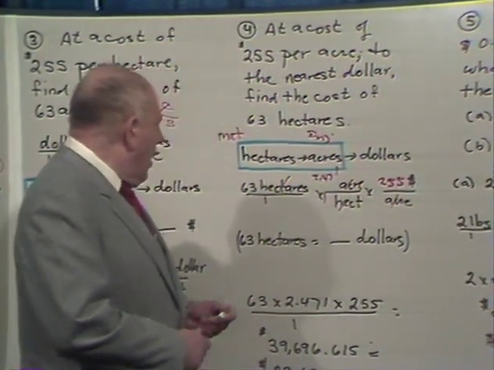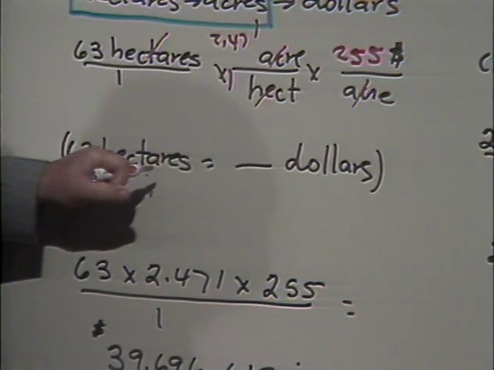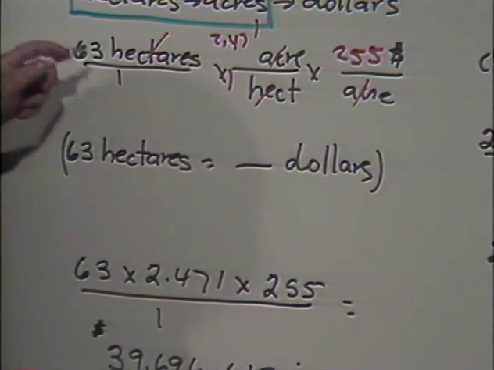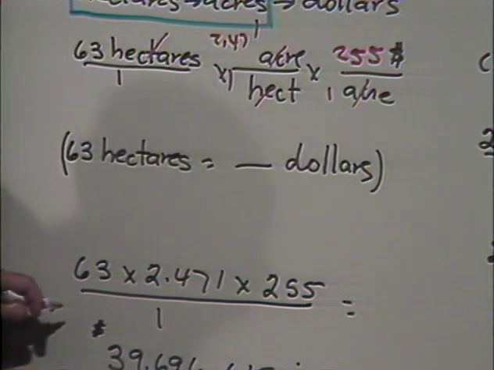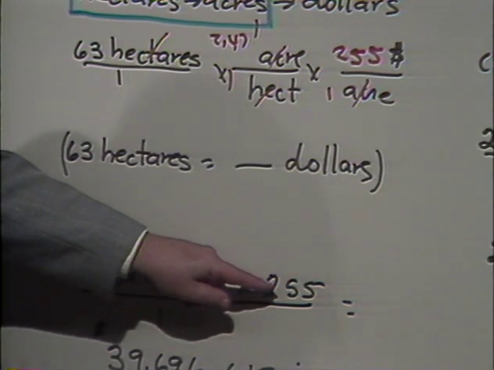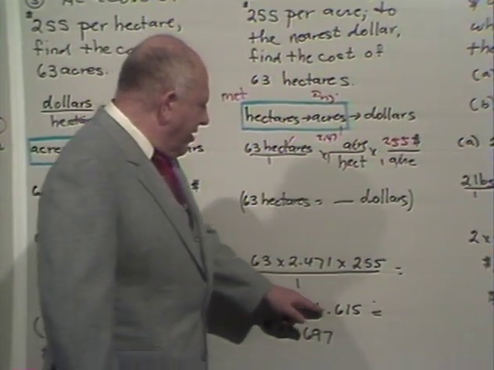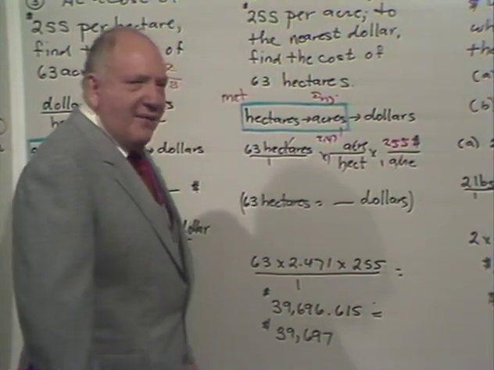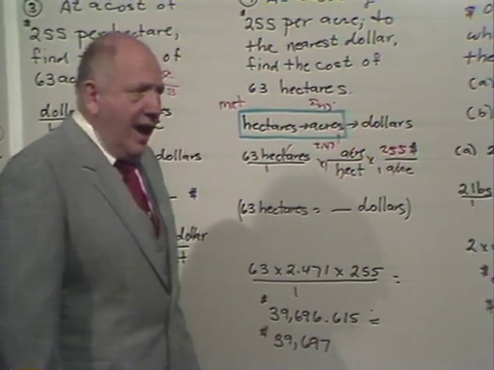So in other words, what I'm really doing over here is I'm filling in the blank, saying 63 hectares equals blank dollars. Now I just multiply the numerators. This is a nice one. All the denominators are 1, so that makes it easy for me. I multiply the 63 times the 2.471 times the 255, and that gives me $39,696.615, which to the nearest dollar is $39,697.